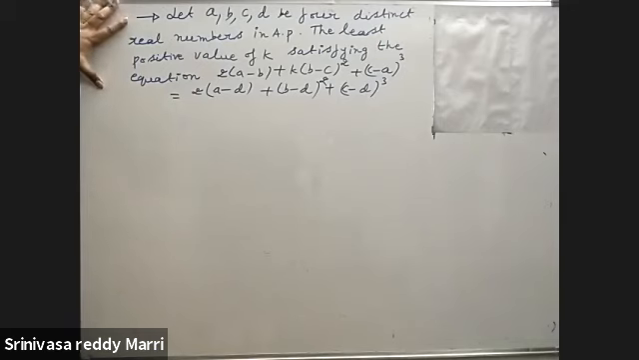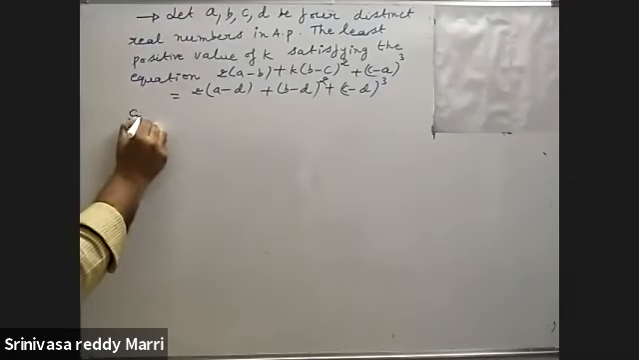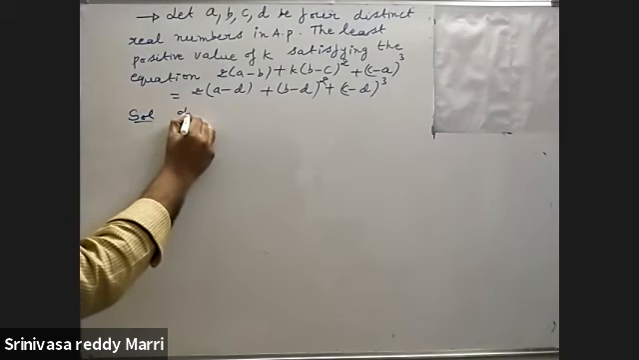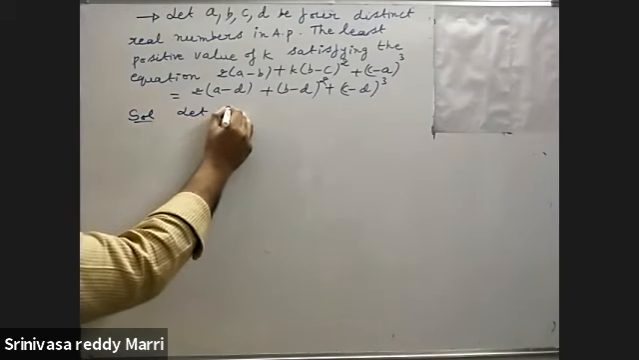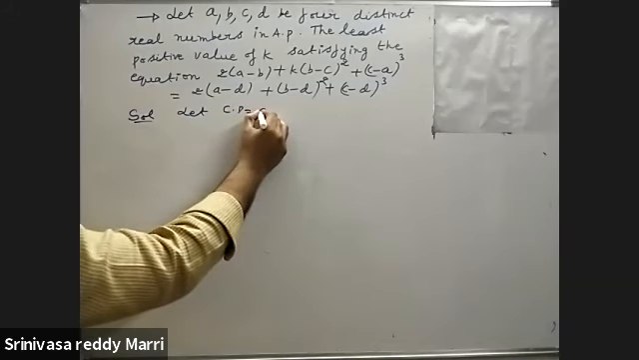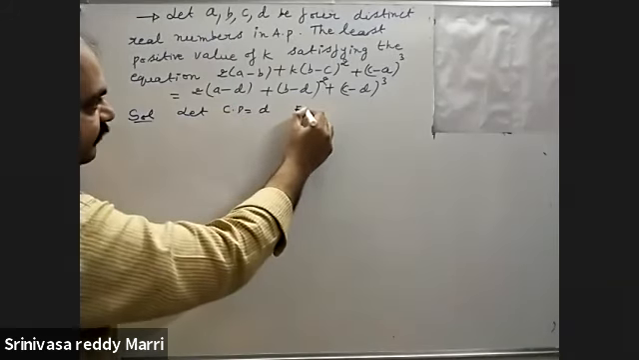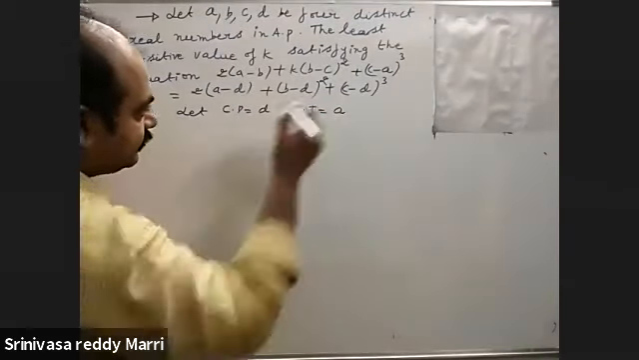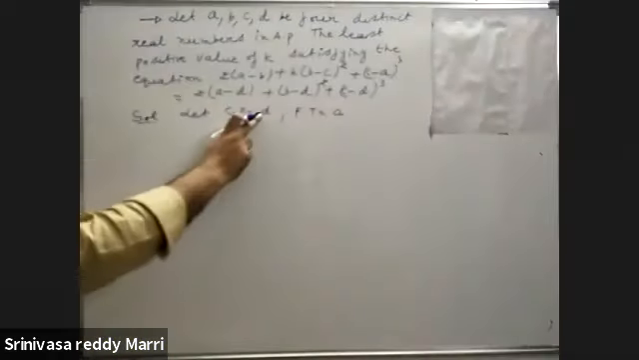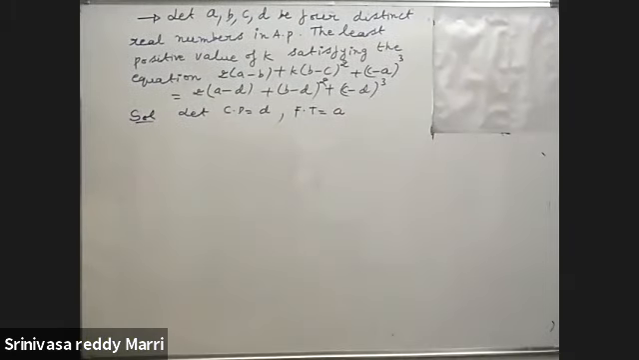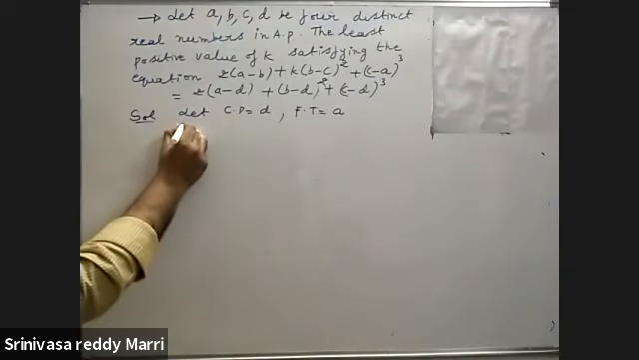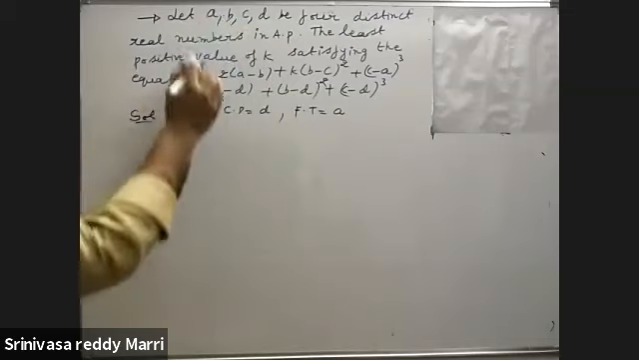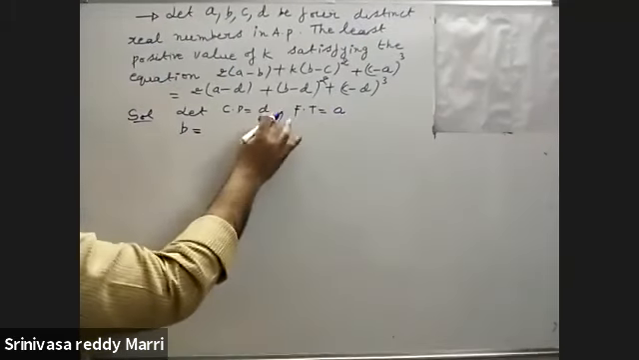Our approach will be: for any AP, the first term is A given. So let the common difference be D. First term is given as A. So B is the second term. Write in terms of first term and D.